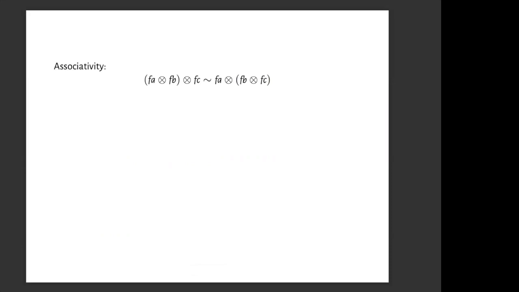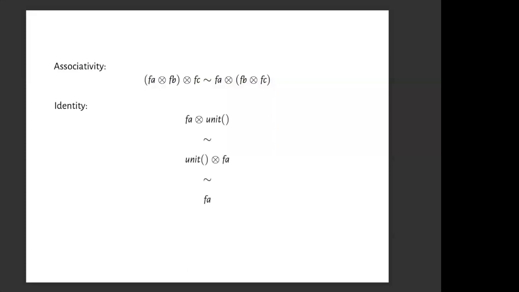So the first one is associativity. Associativity means if you take an F of A and zip that with an F of B, and take that and zip it with an F of C, that should be isomorphic to taking F of A and zipping it with the result of zipping F of B and F of C. I say isomorphic here because if you actually do it in code, it'll be structurally different, but they're isomorphic. So you can use fmap to sort of recover the equality, to just reassociate the parentheses. But this looks nice on the screen.